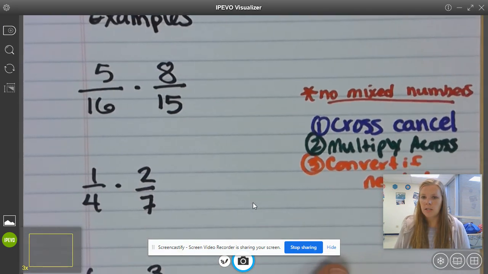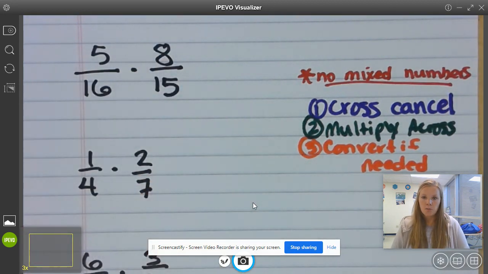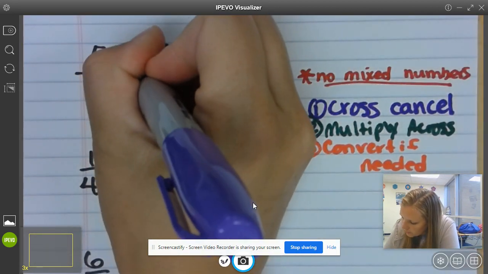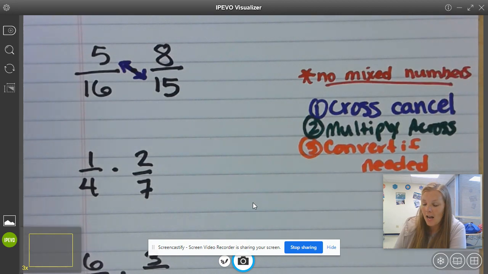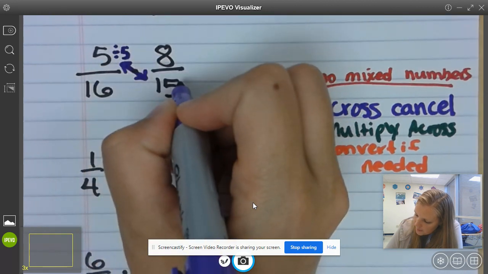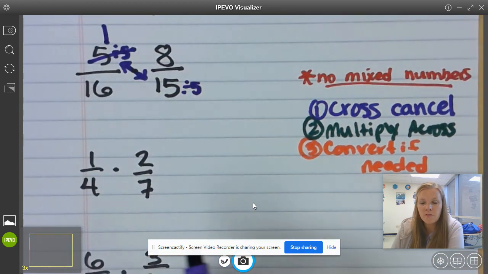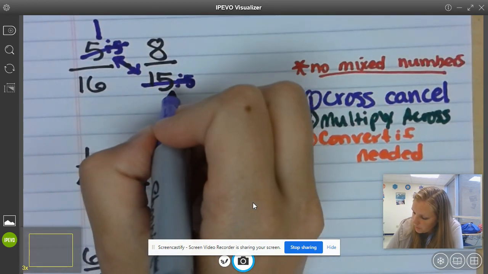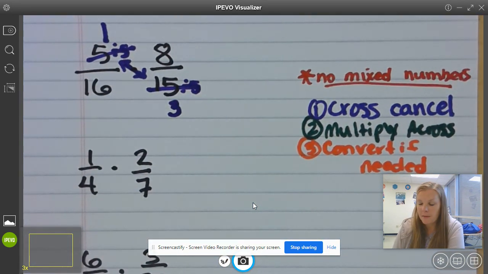I wrote down the notes here of what steps we're going to do, and we're going to start with this one. There are no mixed numbers here, so we're going to start by cross-canceling. What I mean by cross-cancel is we're going to look at the numbers that are diagonal from each other and think, do 5 and 15 have any common factors? Do 5 and 15 have any number that I can divide out for both of them? In this case, it's 5. So we're going to divide the top and the bottom by the same number. 5 divided by 5 is 1, so we cross out the 5 and replace it with a 1. And we cross out the 15 and replace it with a 3 because 15 divided by 5 is 3.